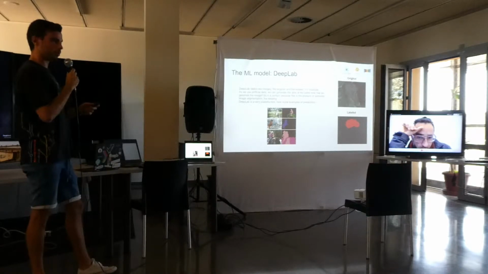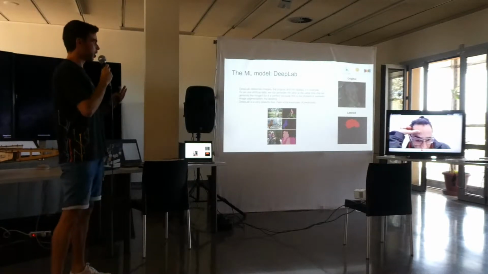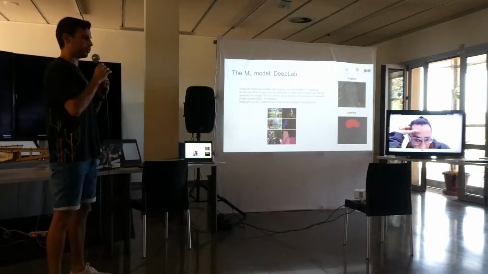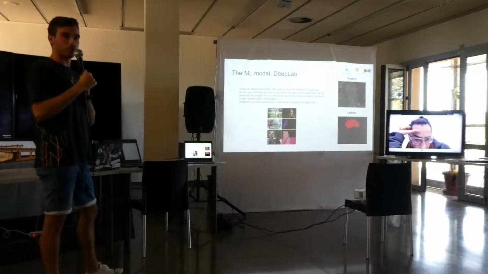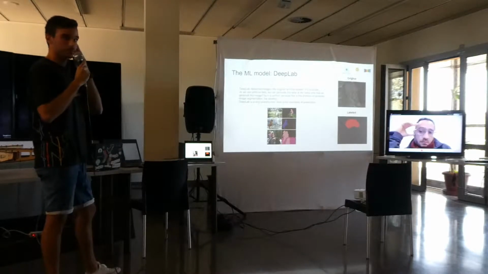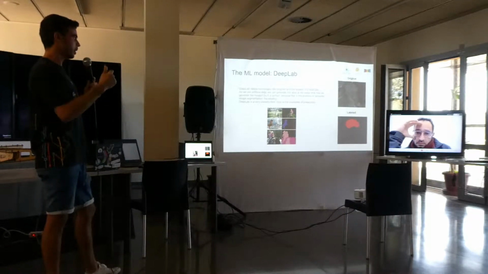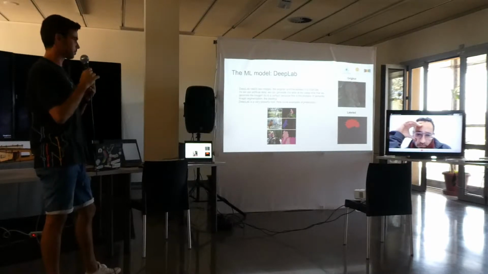So DeepLab works in the following way. You have to fit the algorithm with two kinds of images: this one, that is the original image, and the labeled image. In the labeled image, every pixel of the original that you classify as background will be in the color black, and if you classify it as band region, you will set, for example, this red color to the pixel. So in this way, you label all the pixels of the original image.